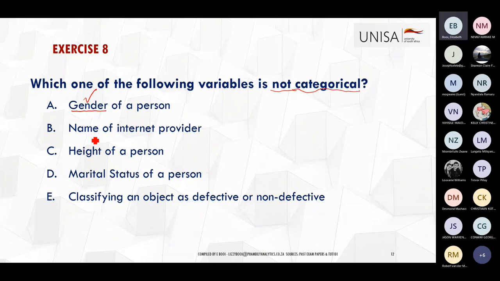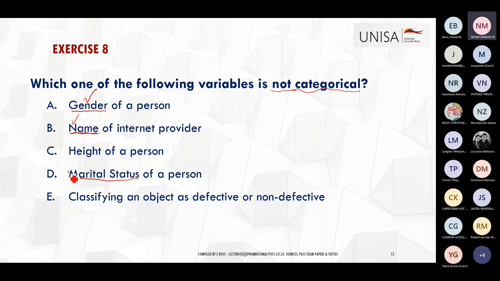Name of internet provider. Name. Is this categorical or numerical? It's categorical. I'm going to skip C. Marital status of a person. Is this categorical or numerical? Categorical. Classifying an object as defective or non-defective. Categorical. The one we left out was the height of a person. Numerical. Therefore this is not categorical. It is numerical. It is quantitative.